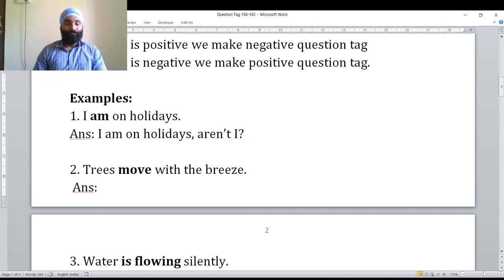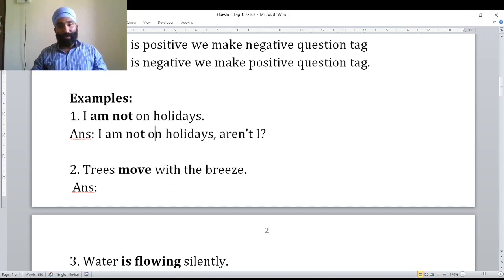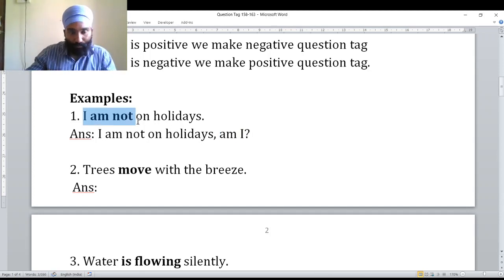See here, for the negative question tag, we don't use amn't I. Amn't I is the wrong usage. We have to use aren't I. If the same sentence is negative, I am not on holidays. I am not on holidays, am I? This is how you have to change. If the given sentence is negative, I am not on holidays, comma, am I?